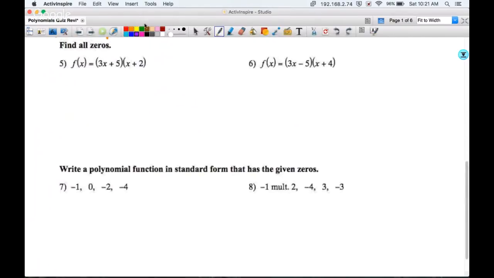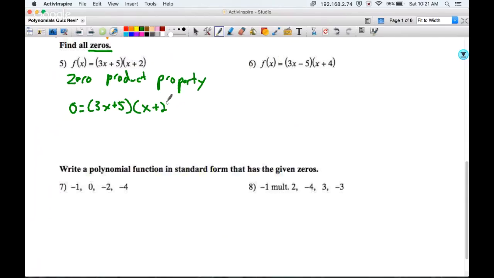All right, find all the zeros. So these are already in factored form, which is really nice because when they're in factored form, we can use something called the zero product property. And that states that if I set this equal to 0 here, find all the zeros, then to make this equation true, I only need to make one of the factors equal to 0. Because when I'm multiplying, if one of my things is 0, then the whole thing is 0, and this equation would be true. So I've got 0 equals 3x plus 5, and 0 equals x plus 2.